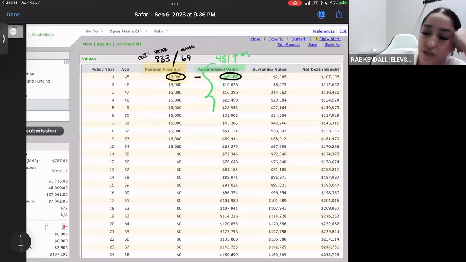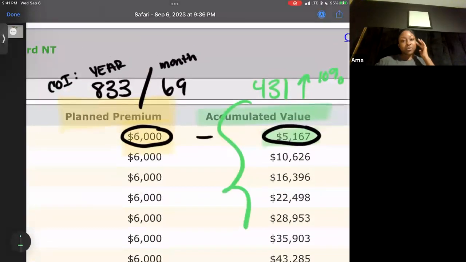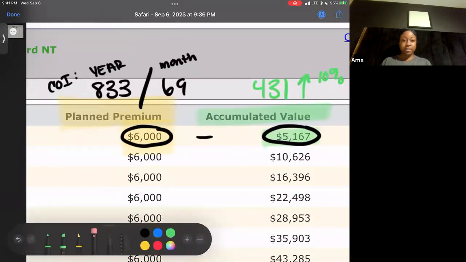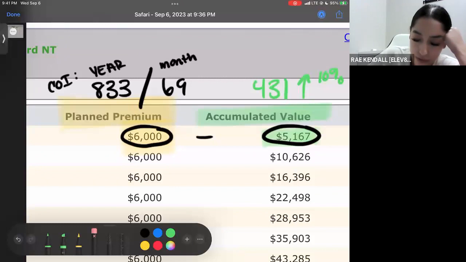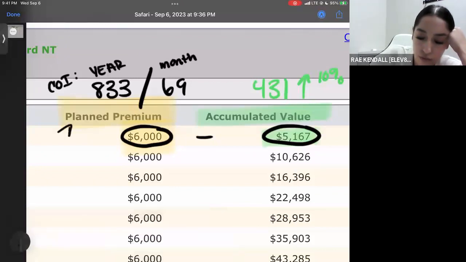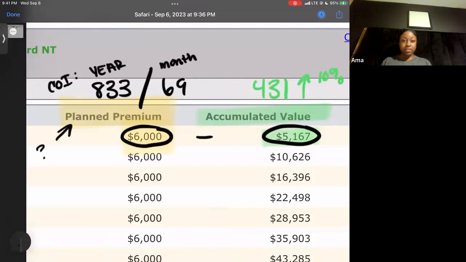So you just let them know, now we're going to figure out your cost of insurance. Okay. All right. So Ray, now we are going to figure out the cost of your insurance. If you look at the planned premium column and the accumulated value column, you're going to subtract the accumulated value from the planned premium. What is the planned premium? The planned premium is the $500 a month that you are paying, and so it equals out to $6,000 a year.